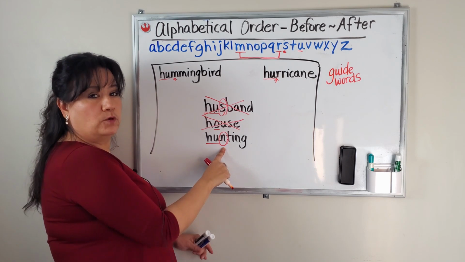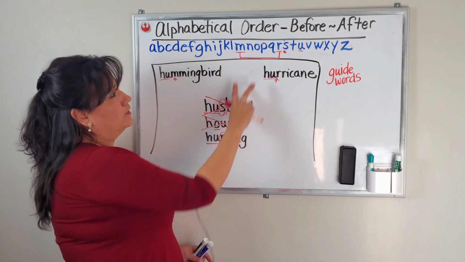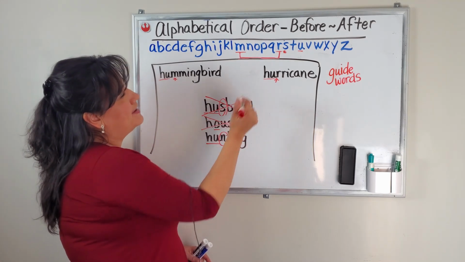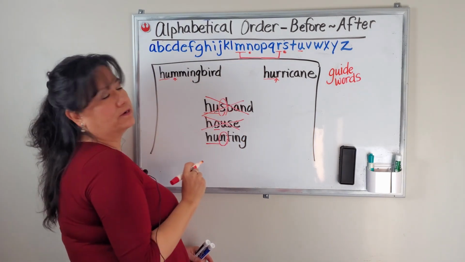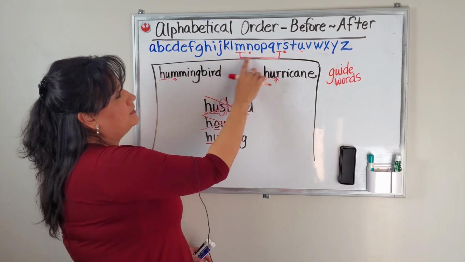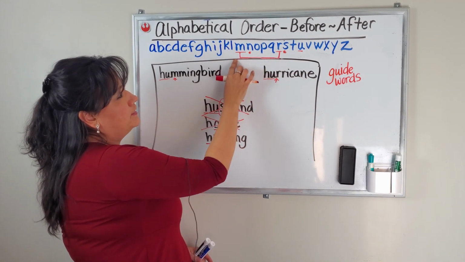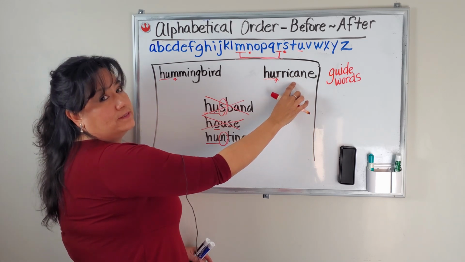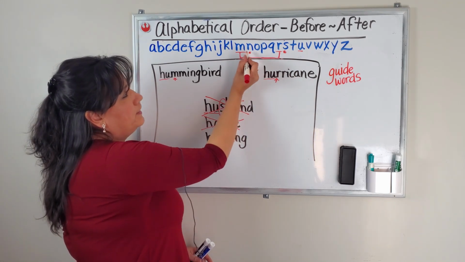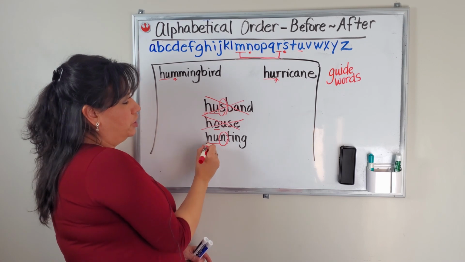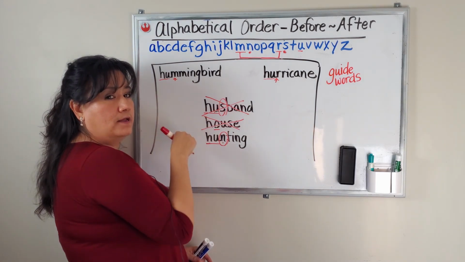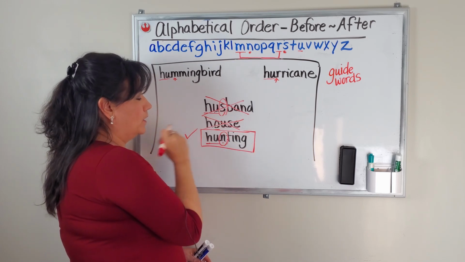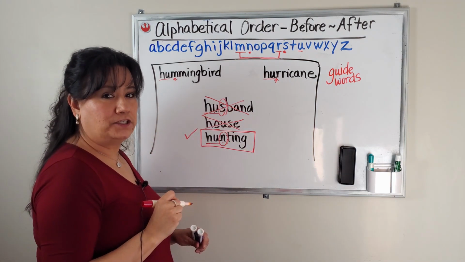Now let's look at the word hunting. And again, we're looking at our reference for the third letter. And the letter N is found right here. And it is right in between our first guide word and last guide word on this page in alphabetical order, and we would find the H-U-N words on this page. Therefore, the word hunting is the one that belongs on this page.